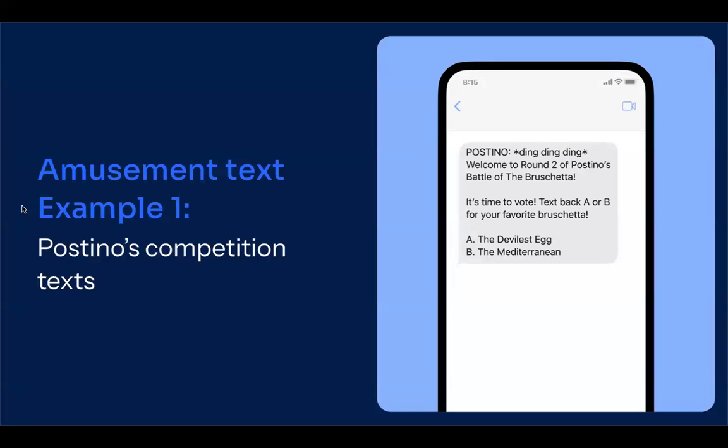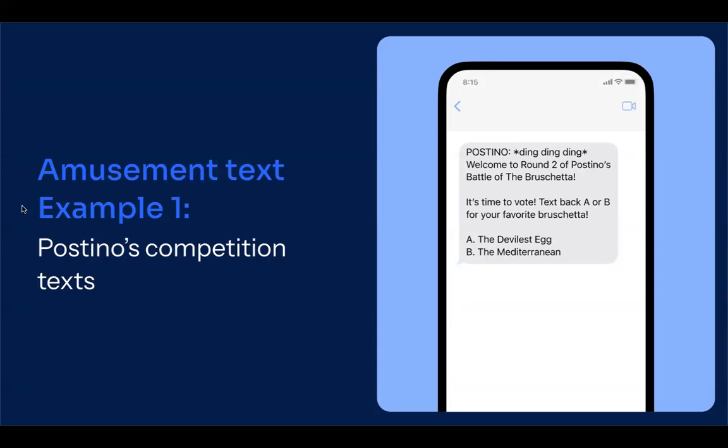I love this example from Postino Wine Cafe. It's a restaurant that ran a campaign called Battle of the Bruschetta. It was like a March Madness style competition with new flavors, and every 2 weeks they'd have new flavors duking it out to see which one people liked best. So they would send out these texts every 2 weeks saying, "Hey, did you get to try these? Here are your options, vote for your favorite." And then at the end, the one that won made it permanently onto the menu. So I thought that was a really clever campaign.